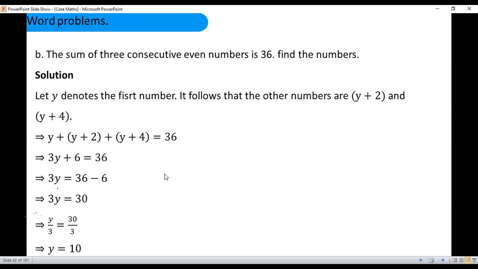If 10 is the first even number, the second even number is going to be what? Tell me what the second even number will be. Vigno, answer.